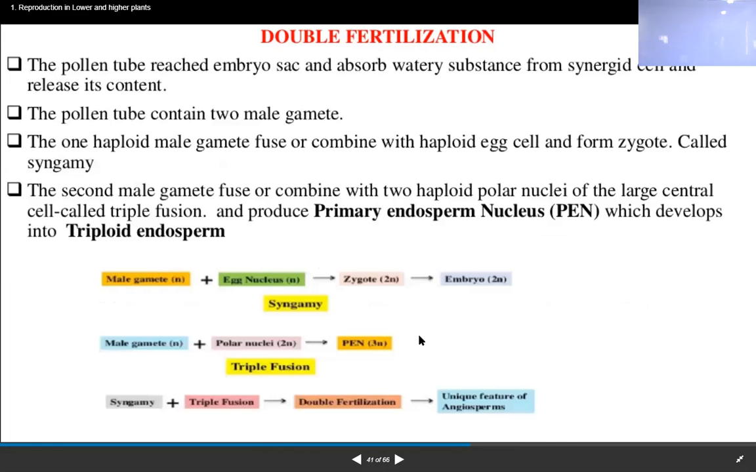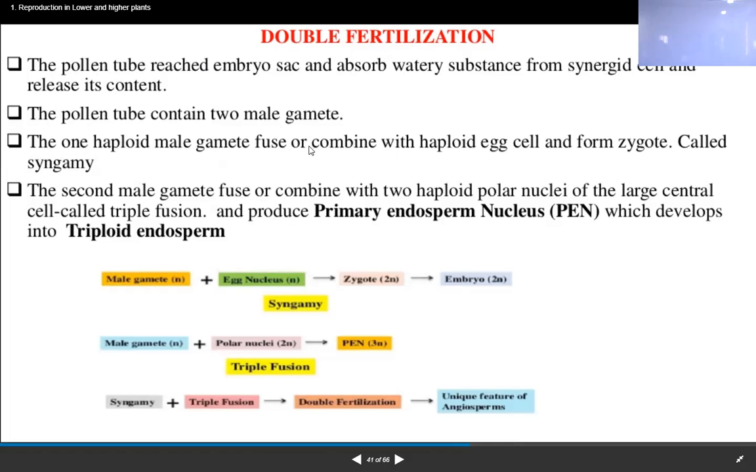Yes, in this they have given. You can write it down. Let me explain. I have already explained it, but still, the pollen tube reaches the embryo sac and absorbs watery substance from the synergid or degenerated cell and releases its contents. The pollen tube contains two male gametes. This you know. पोलन ट्यूब में दो मेल गैमेट होते हैं.